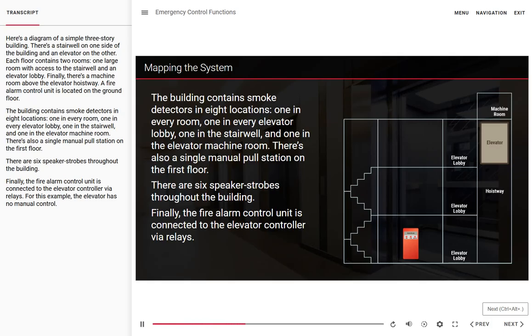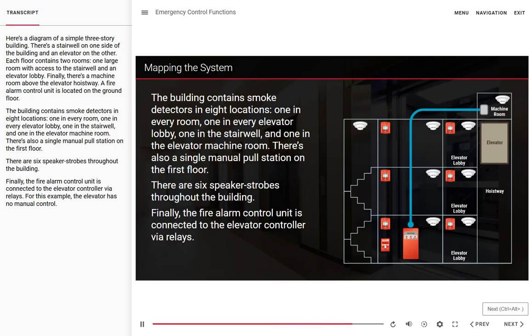A fire alarm control unit is located on the ground floor. The building contains smoke detectors in 8 locations: 1 in every room, 1 in every elevator lobby, 1 in the stairwell, and 1 in the elevator machine room. There's also a single manual pull station on the first floor. There are 6 speaker strobes throughout the building. Finally, the fire alarm control unit is connected to the elevator controller via relays. For this example, the elevator has no manual control.